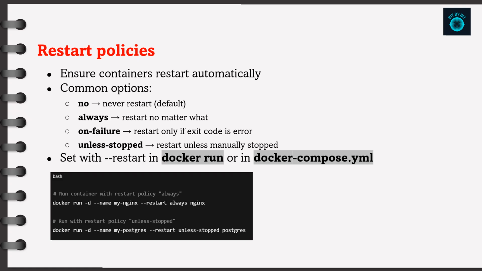If you set the policy to always, Docker will restart the container every time it stops, no matter the reason. With on-failure, Docker will only restart the container if it exits with an error code. This is helpful for services that should retry on crashes, but not on clean shutdowns. Another popular option is unless-stopped. This means Docker will always restart the container unless you stopped it yourself.